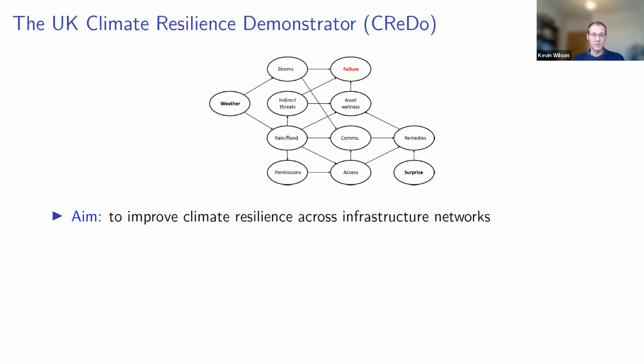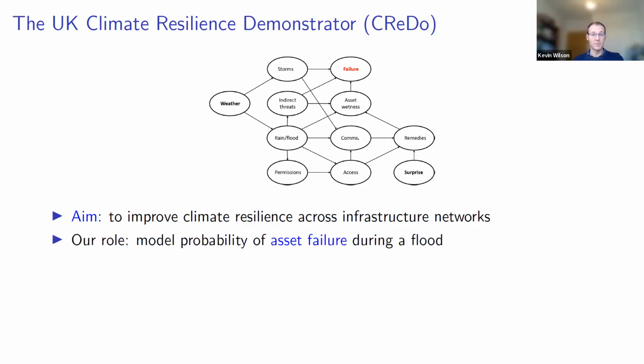So this is work I've been doing with Jim Smith at Warwick and Chris Dent at Edinburgh. And the aim of this climate resilience demonstrator is to come up with a digital twin that helps us to improve climate resilience, to essentially look at decision support across infrastructure networks in the UK. And the infrastructure networks are the water network, the power network, and the communications network. That's what they're looking at. And so Jim, Chris, and I have been looking at how to model an extreme weather event. So we started off with flooding in year 1, and we're now looking at extreme heat in year 2.